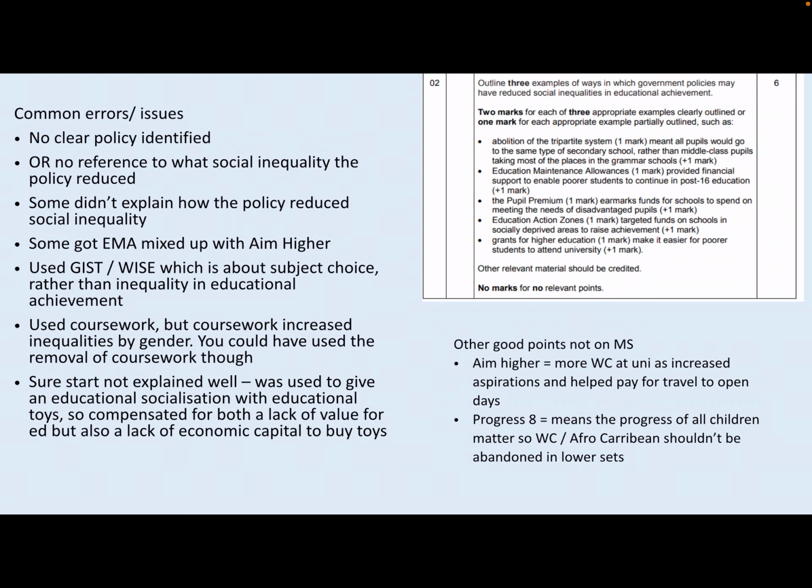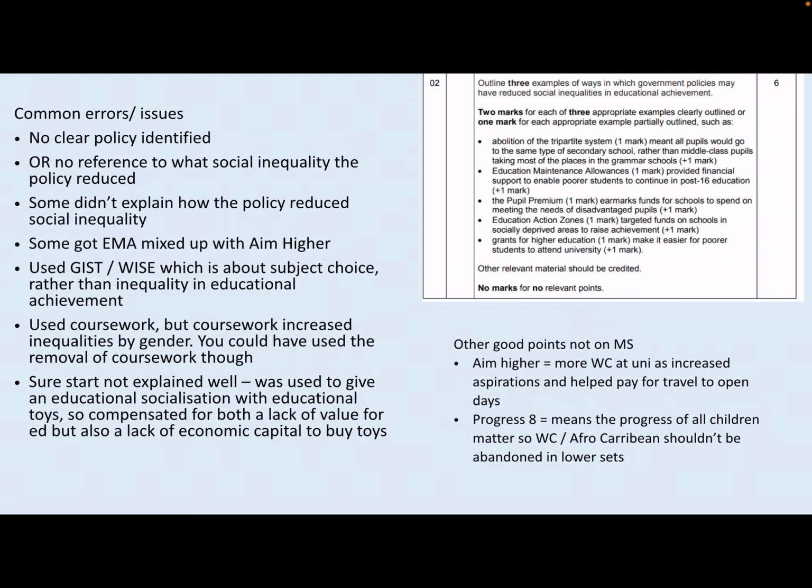Other good points not on the mark scheme was Aim Higher, more working class at uni as increased aspirations, and also Progress 8 means that the progress of all children mattered. Okay, so working class and Afro-Caribbean students would no longer be abandoned in lower sets.